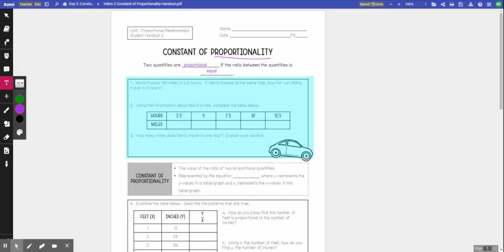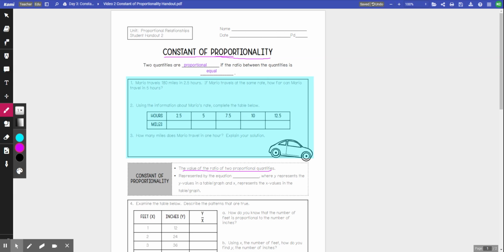Everything highlighted in blue are things that we're going to skip, just so that you know. And we're going to jump right into it. The constant of proportionality is our new vocabulary term. And what it is, the value of the ratio between two proportional quantities. Now, if you're like, Miss Carbone, I don't know what proportional means. Proportional means that, like, one depends on the other, they work together, and they start at zero, basically.